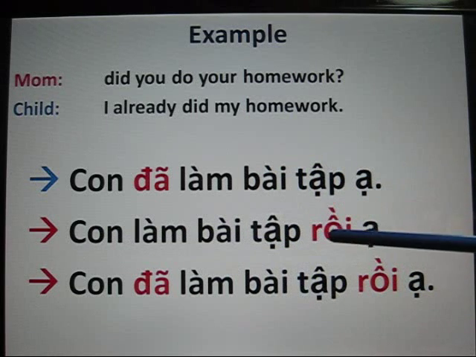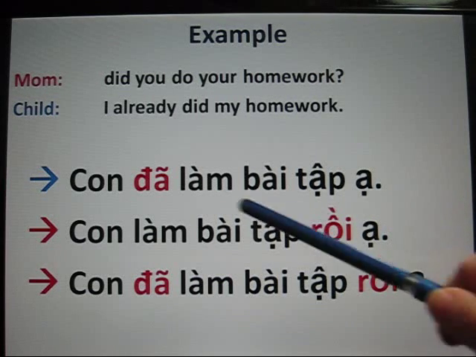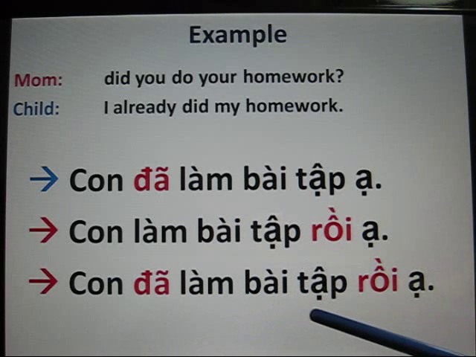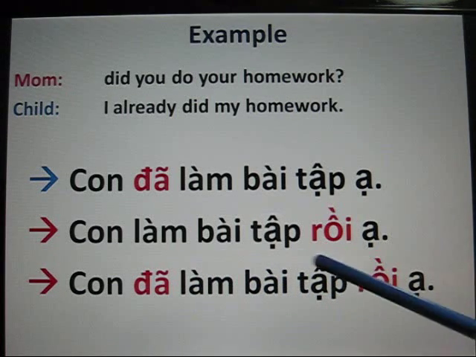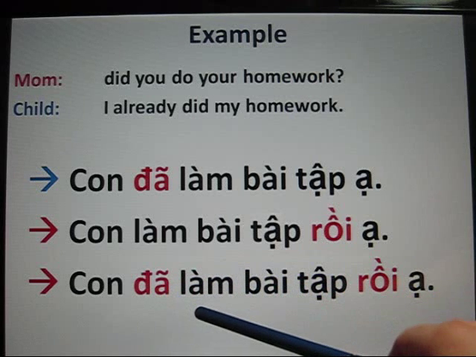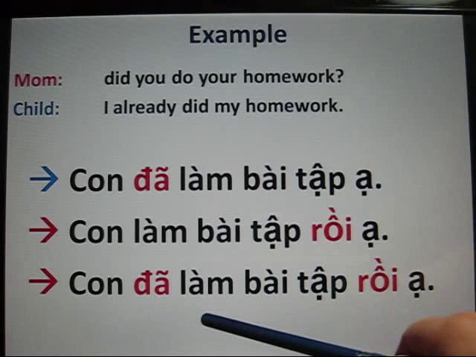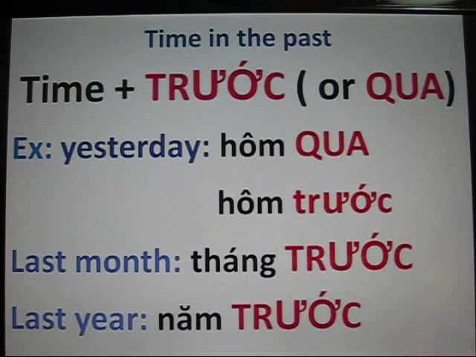Con làm bài tập rồi. Okay, and you can add the politeness word. Or you can use both of those words in a sentence. Con đã làm bài tập rồi ạ. And here we need to focus on the rule. Đã is used in front of the verb, and rồi is used at the end of the sentence. It's really simple, right?